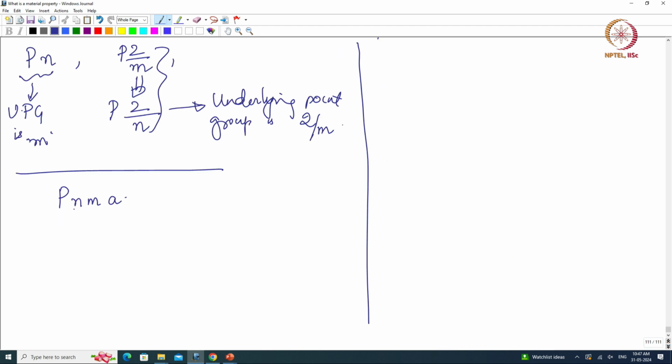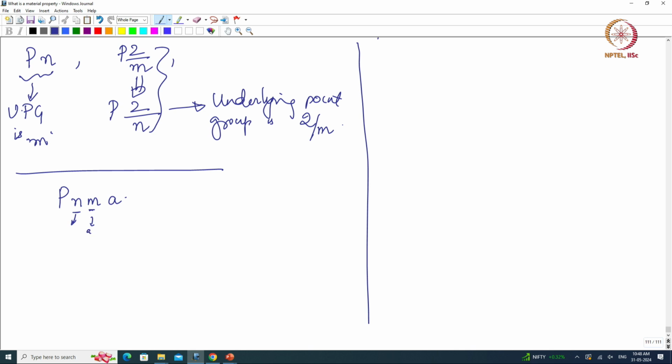If I have a space group such as Pnma, I am just going to say that. I have a diagonal glide, which means a mirror perpendicular to the A axis, and then it is gliding diagonally, about B plus C by 2. Here the mirror is about the B axis and the glide is about A plus C by 2.